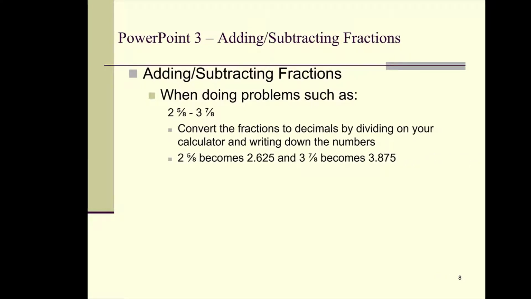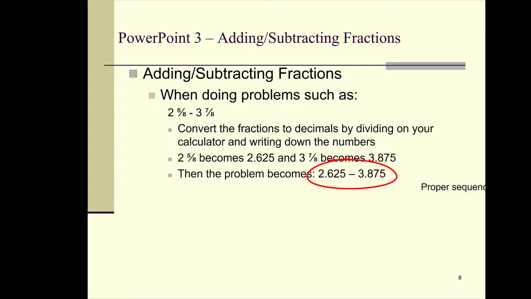So the first thing we need to do is figure out what 5/8 is. Enter 5 divided by 8 equals on your calculator, and that's 0.625. So 2 and 5/8 becomes 2.625. And then we take 7 divided by 8 equals, and that's 0.875. Therefore, 3 and 7/8 becomes 3.875. Then the problem becomes 2.625 minus 3.875, which is just a simple subtraction problem.